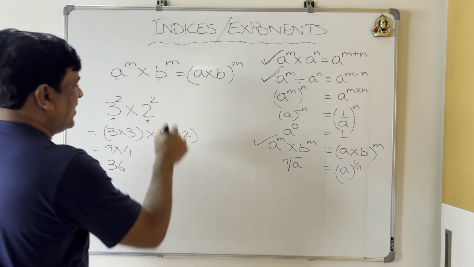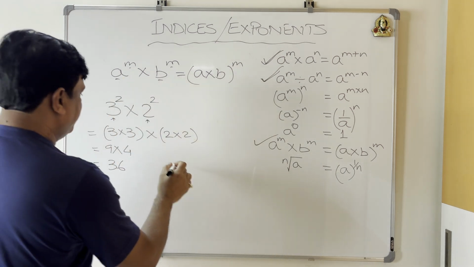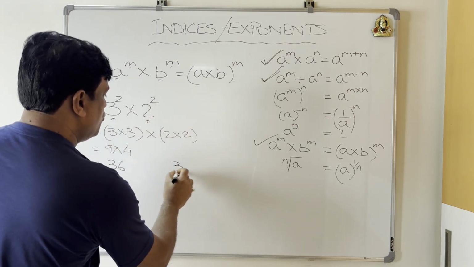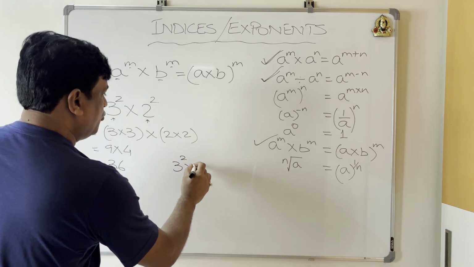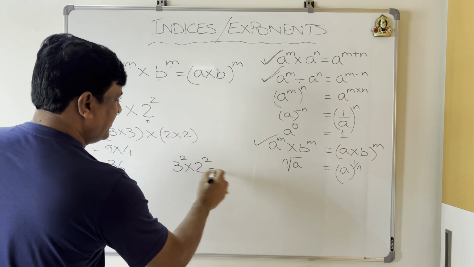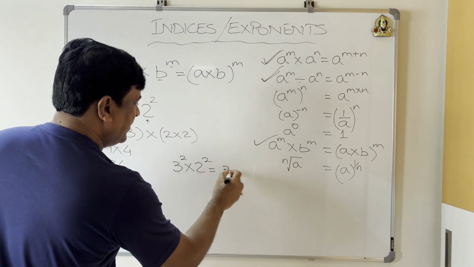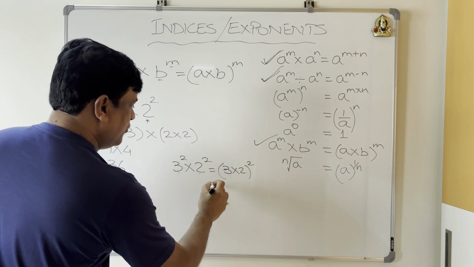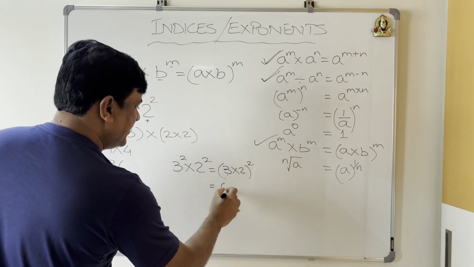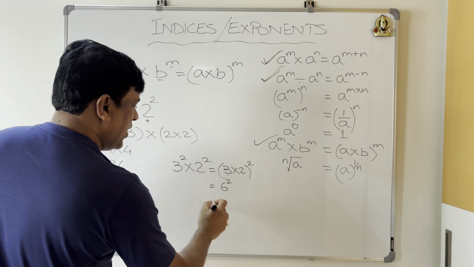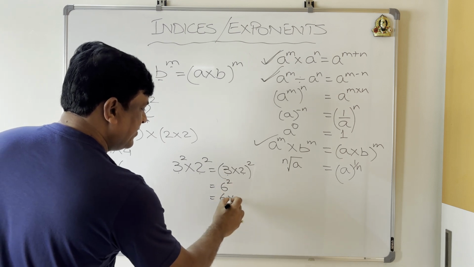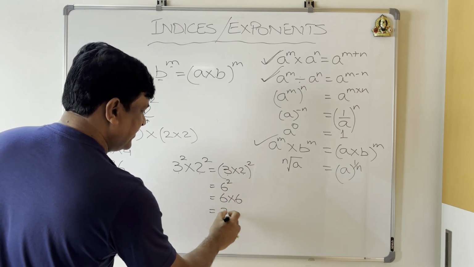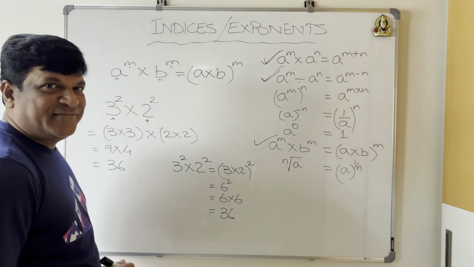Now let's use the formula. The same one, if I do it with the formula, what happens? Your 3 to the power 2 into 2 to the power 2. So they are saying that put these two together, multiply them inside a bracket and put the power as 2. So what do you get? 3 into 2, 6, and 6 square. So 6 square is nothing but 6 into 6, which is 36. I hope that's clear. Understood?